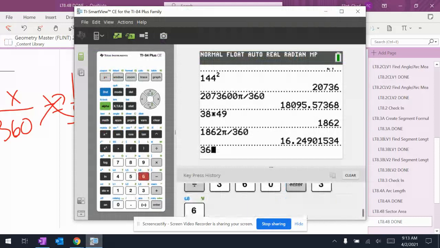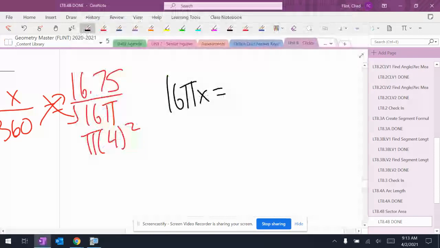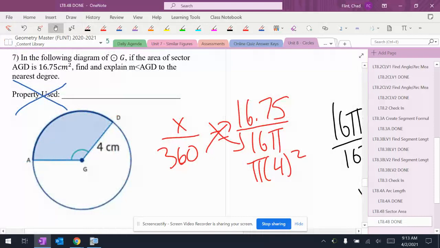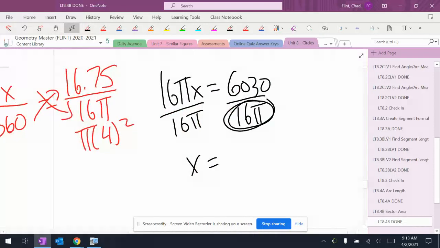So it's 360 times 16.75, then I have to divide by 16 pi. Now, this is one of these situations where we have to think about this. Because I have two things in the denominator, I have to do it in terms of a fraction. I'm going to make sure that it doesn't want it in terms of pi. I highly doubt it. No, it says nearest degree.